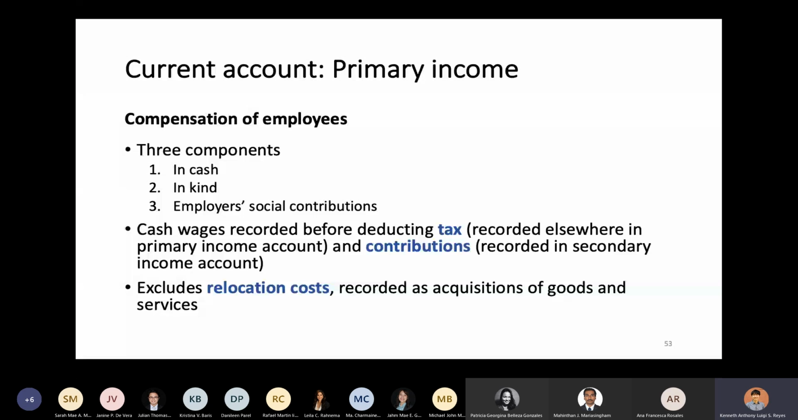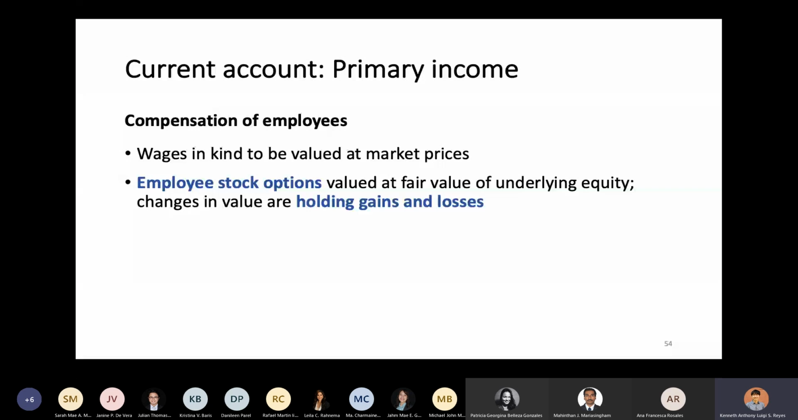Wages in kind, valued at market prices. Employees can also be paid in stock options. So this is a form of compensation in kind. This has to be valued at the fair value of the underlying equity, and any changes to that value will be counted under holding gains and losses, which is in another account that George will talk about.